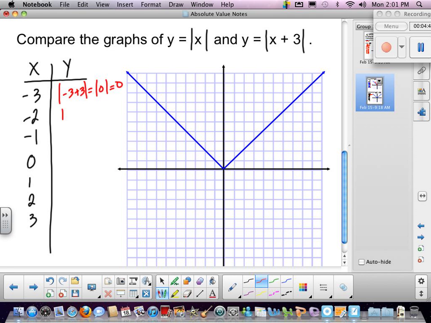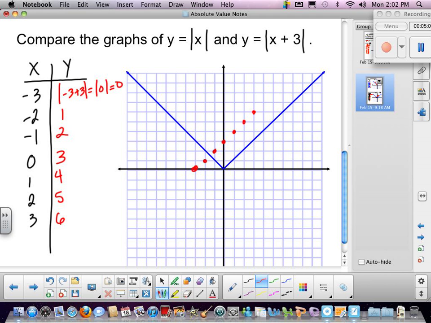-1 would give me 2. 0 would give me 3. 1 would give me 4. 2 would give me 5. And 3 would give me 6. If I go ahead and graph those, -3, 0, then -2, 1, -1, 2, so on and so forth.